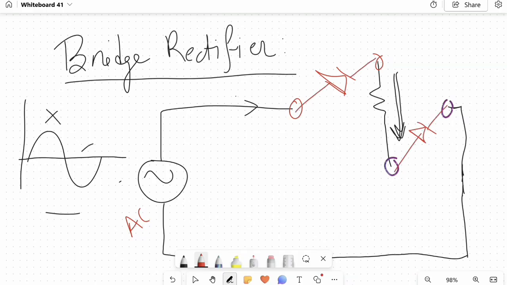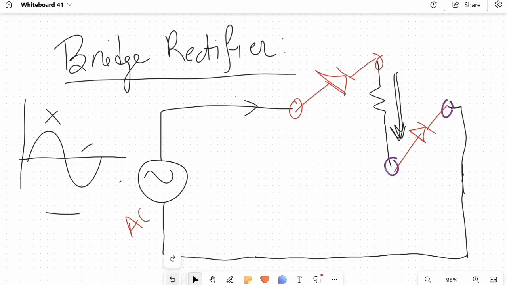If you see, in the positive half cycle, our AC signal tries to push current in this direction through both of the diodes. So both of the diodes are in forward bias, so the current will be able to go through in this path. But in the negative half cycle, the source will try to push current in this direction, but since it's reverse biased, the diodes will act as an open circuit and no current will go in this direction.